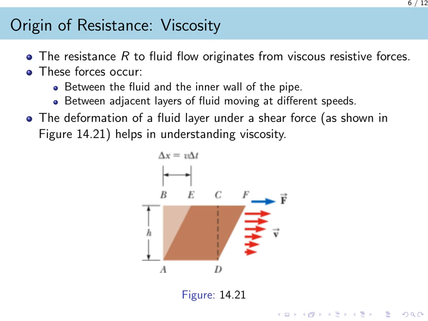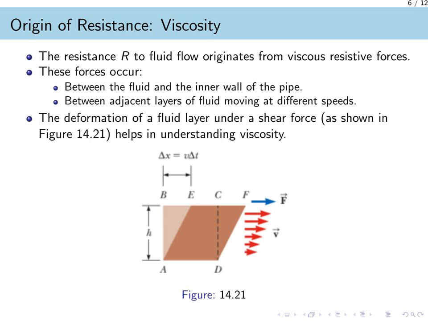Let us explore where the resistance to fluid flow actually comes from. The key concept is viscosity, which is essentially the internal friction within a fluid, and the reason we need a pressure difference to maintain flow. This friction has two main sources. First, a resistive force exists between the fluid and the inner walls of the pipe it is flowing through. You can think of this as the fluid sticking to the pipe surface. Second, and just as important, there are resistive forces between adjacent layers of the fluid itself.